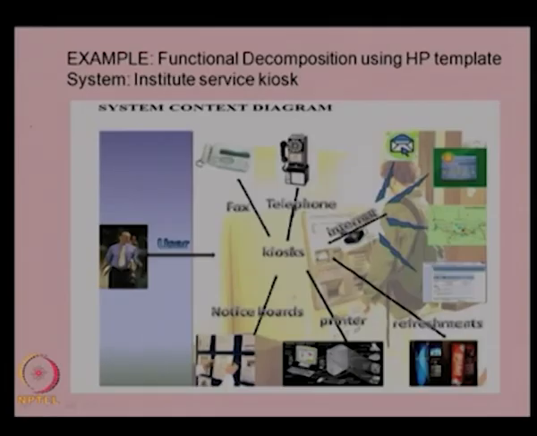As you can see here, the context diagram shows a user coming to the system and using all the facilities, and we need to provide these functionalities in the system. So, how do we decompose this into sub functions using the Hartley-Pirbhai template? I will not go through the complete decomposition, just give one example. One particular function can be decomposed.